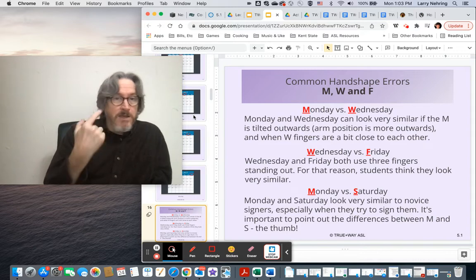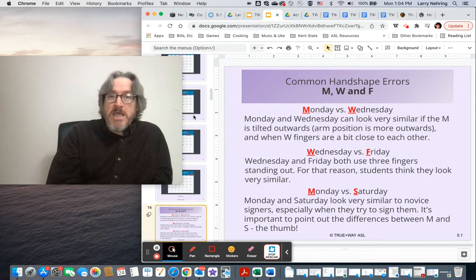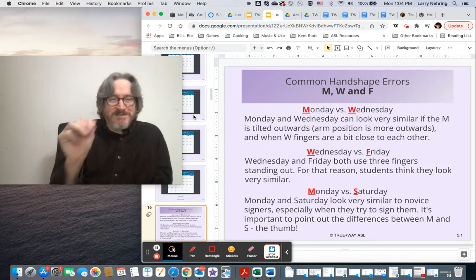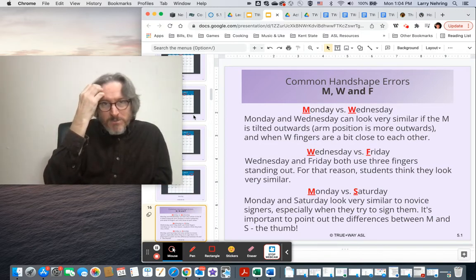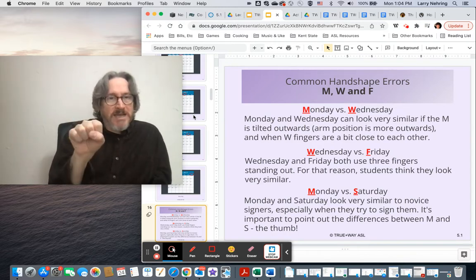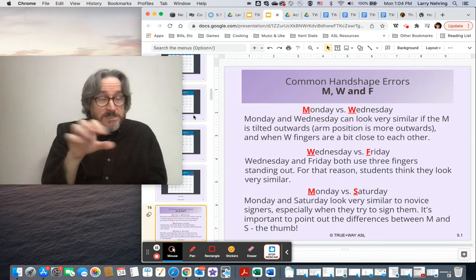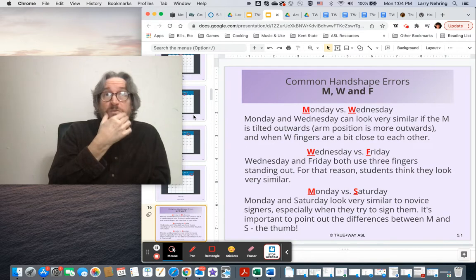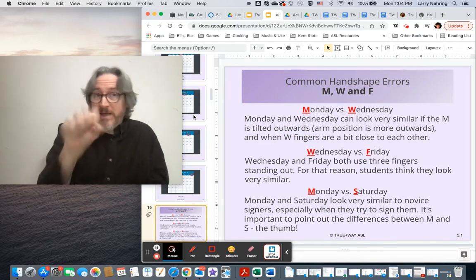Wednesday, Friday. If someone's not used to catching hand shapes quickly, that can be confusing. And Monday, Saturday, they're easily confused. That's why I recommend doing this, especially for what we're doing. You're going to get used to catching fingerspelling hand shapes in signs. It just comes with time, and you have to keep practicing.